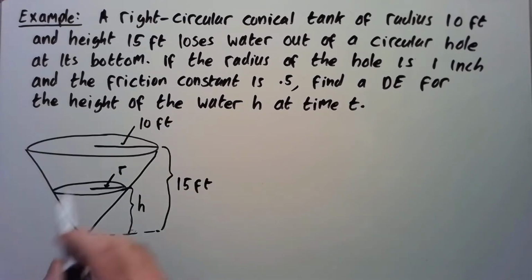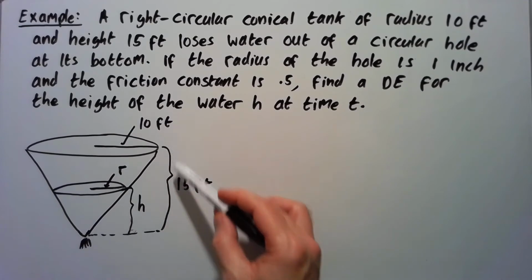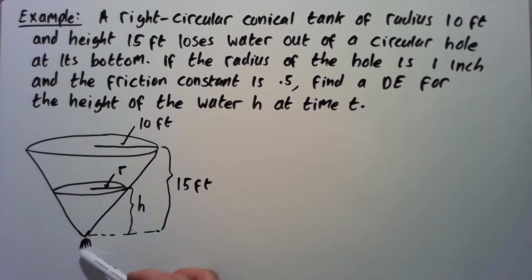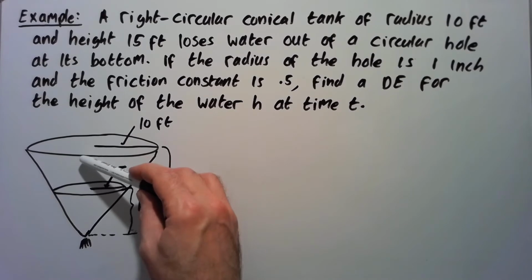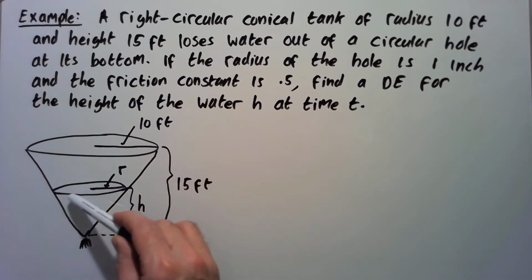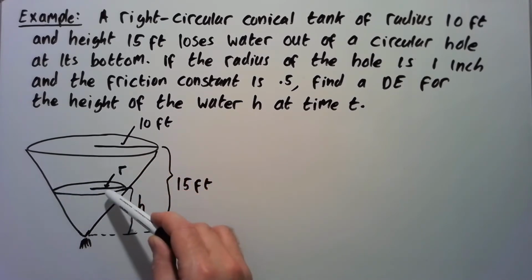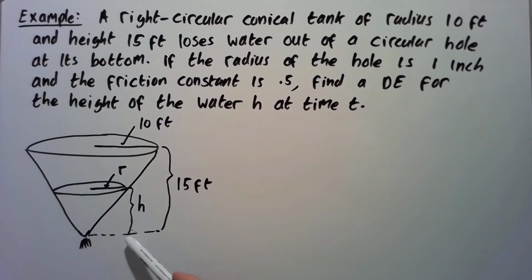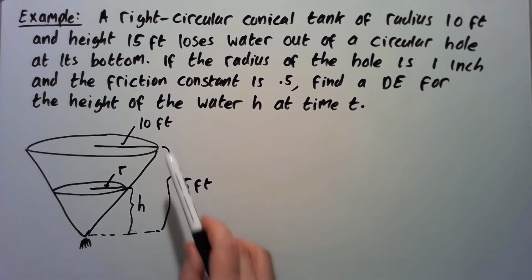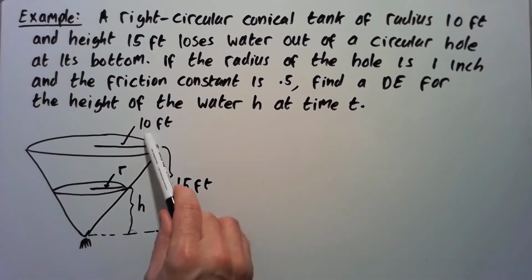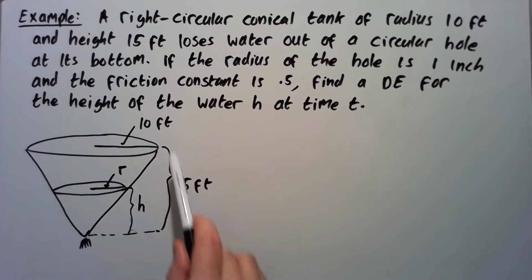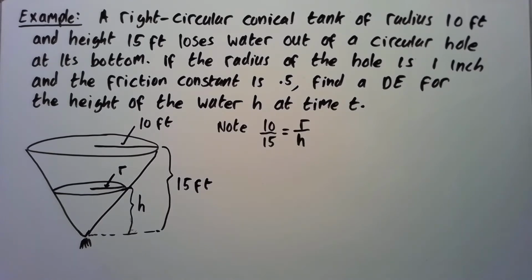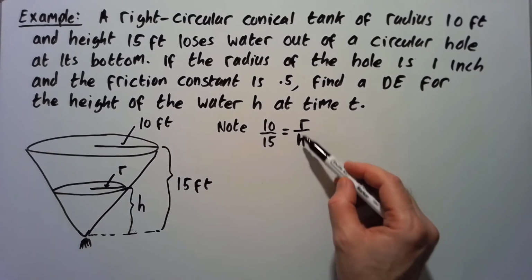So here's a picture. So it's radius 10, height 15, and there's a hole at the bottom, so the water level is going to start going down. So say here's the water level at time t, with radius r and height h here. So let's make an observation. In particular the radius, the 10 over 15 ratio, should be the same as r over h. So let me write that right here. We have 10 over 15 equals r over h.